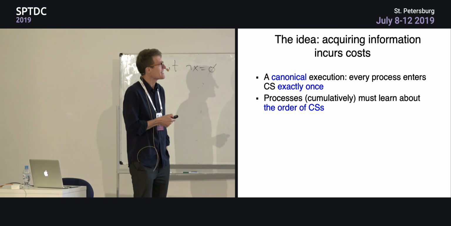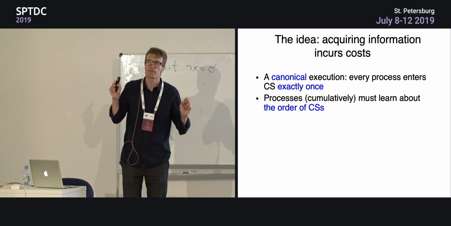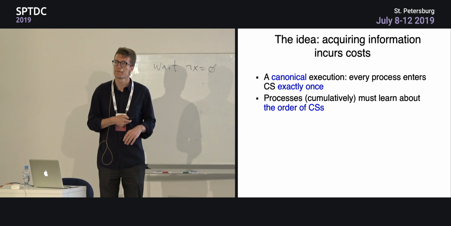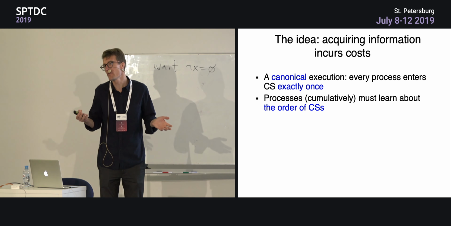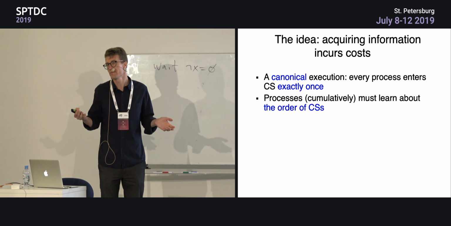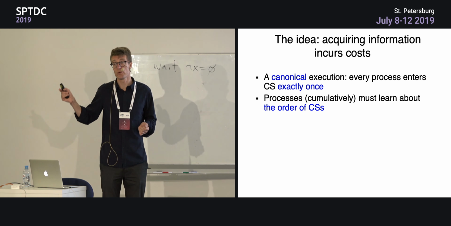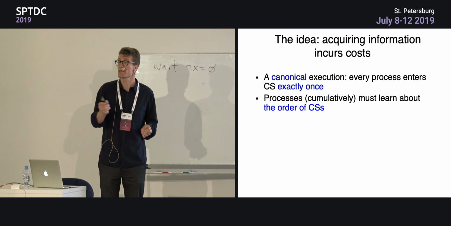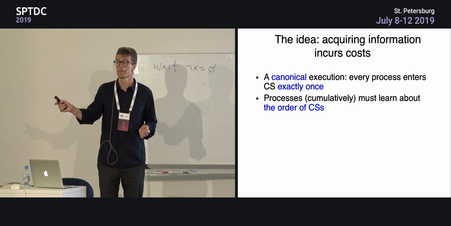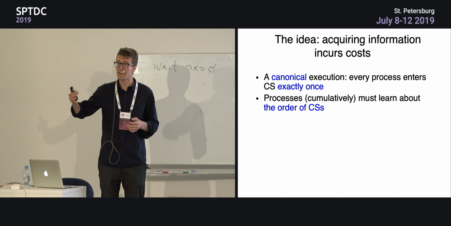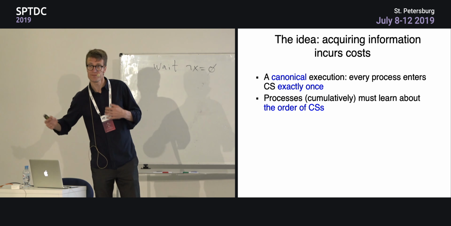So the processes, in some cumulative way, in some abstract way, they should learn about the order of critical sections. If you happen to be the first one, you don't care about the others. But if you happen to be the last one, you should know about the order of all critical sections before you. Okay? Not only the fact that everybody left, we should know that everybody transitively through the other processes. Okay?